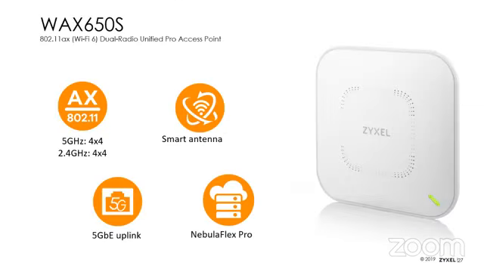So next up is the Big Daddy. This is our first access point that we launched way back in January. This is our most powerful and still our flagship Wi-Fi 6 access point. So this doubles the number of spatial streams. So now we're at 4 spatial streams for both radios. It adds our smart antenna technology in there. It gives you a 5 gig Ethernet uplink and is Nebula Flex Pro.